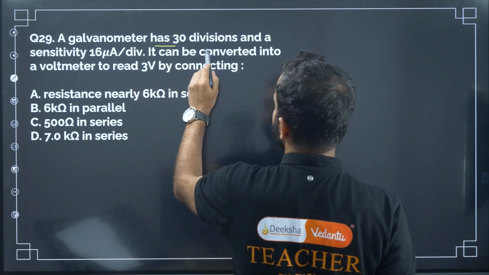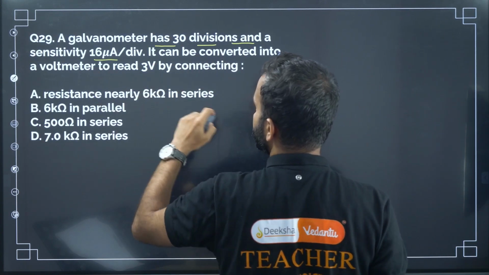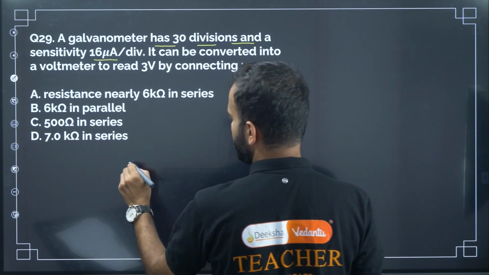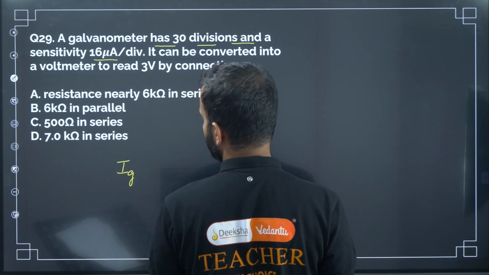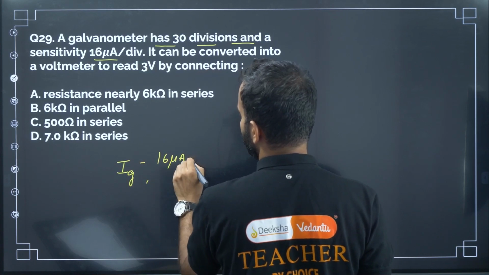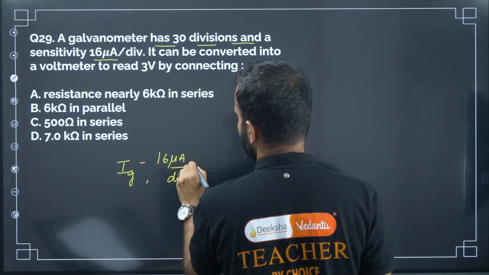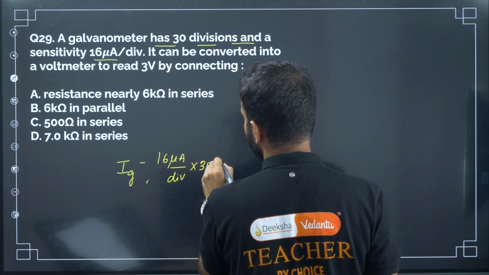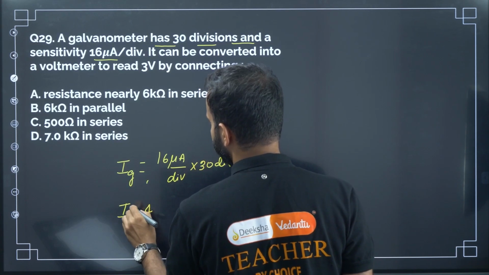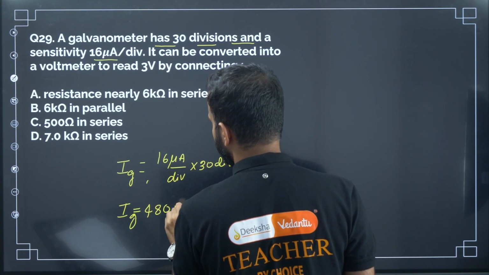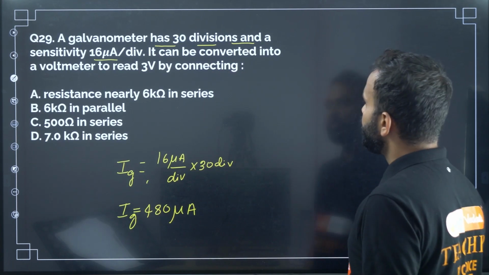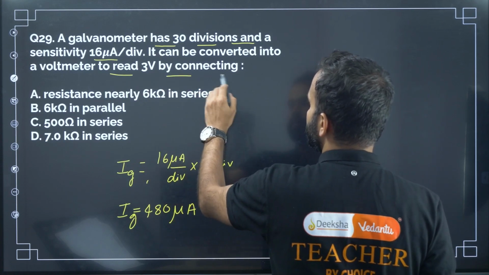A galvanometer has 30 divisions and a sensitivity of 16 microampere per division. Let us find the current flowing through the galvanometer. Ig is equal to 16 microampere per division into 30 divisions. So now Ig is equal to 480 microampere. It can be converted into a voltmeter to read 3 volt by connecting.